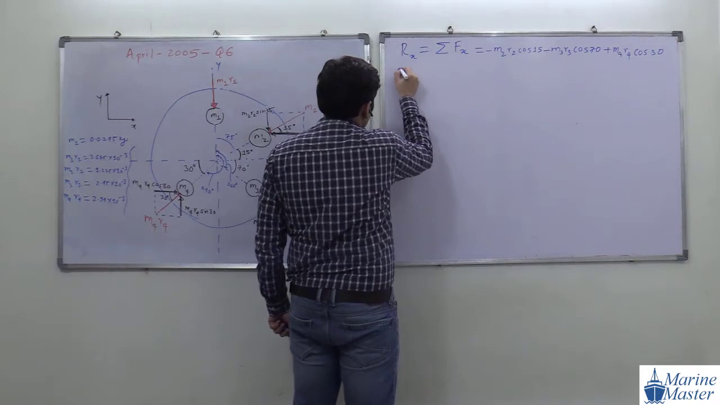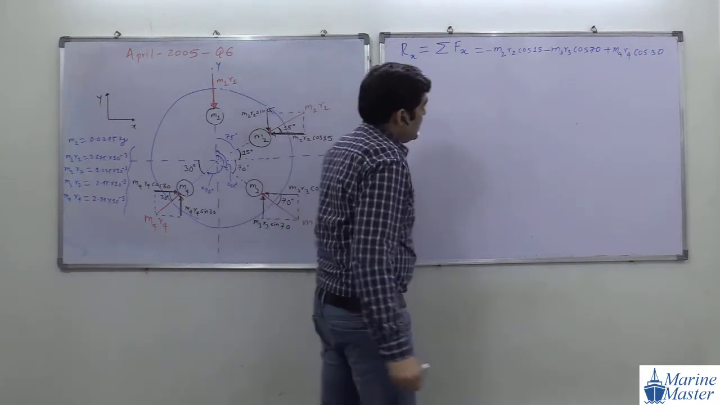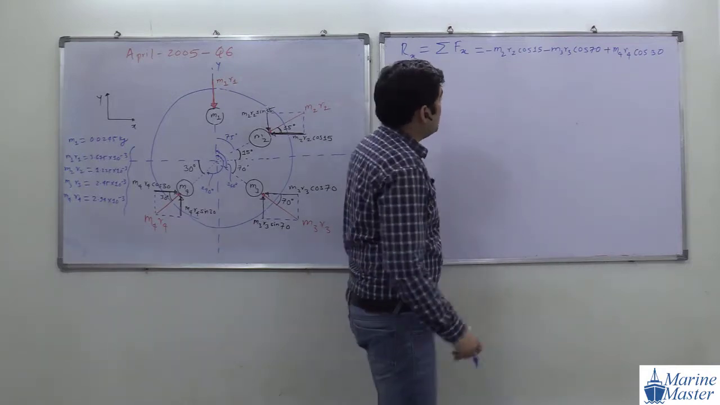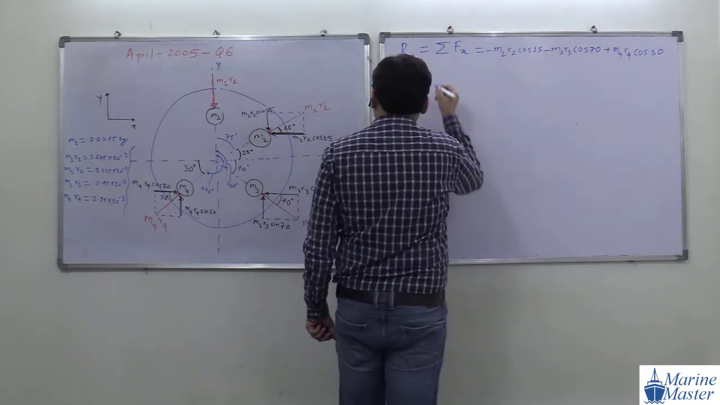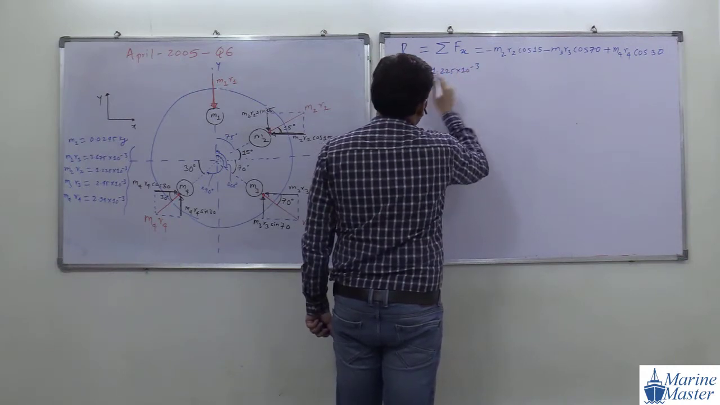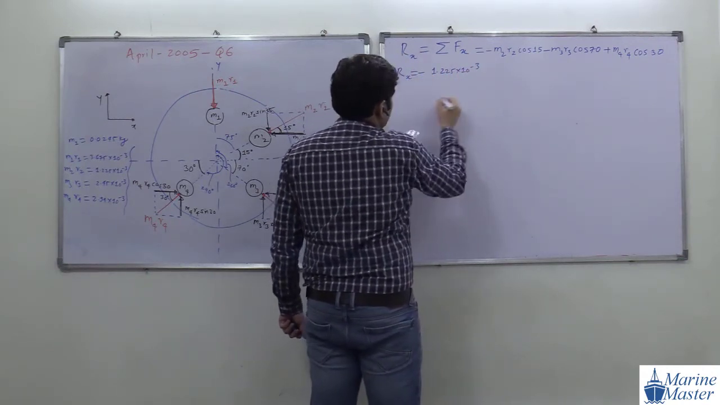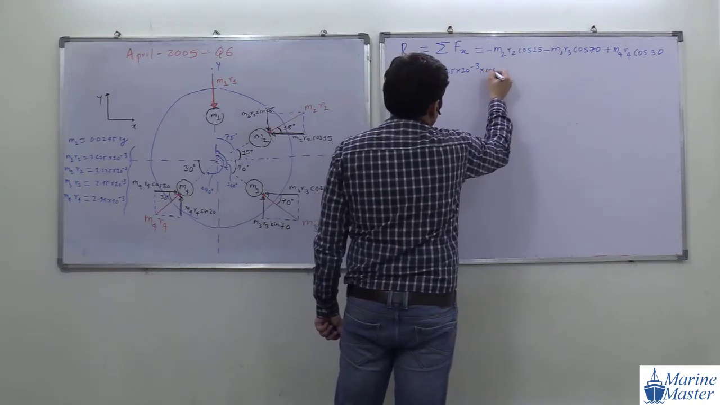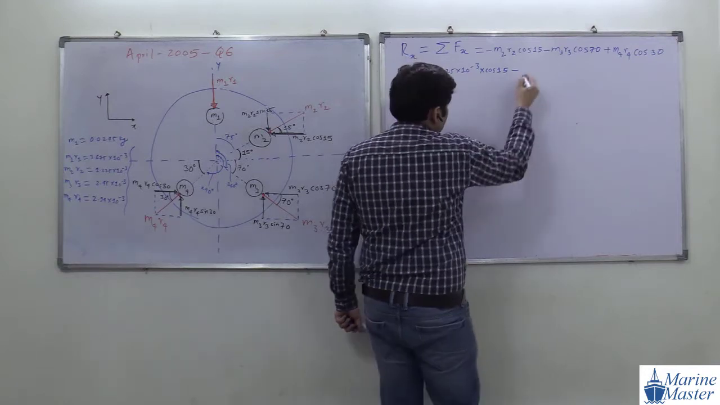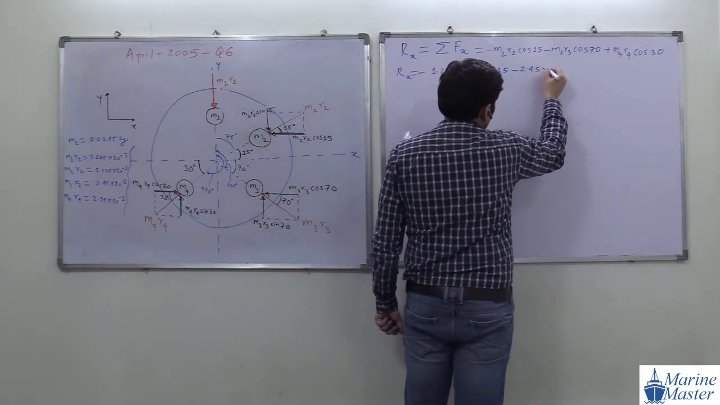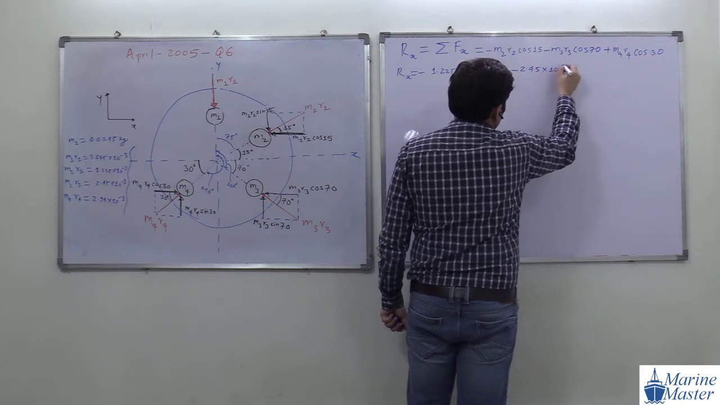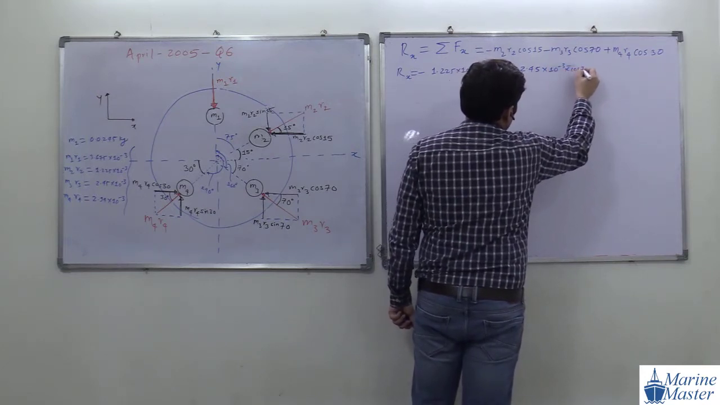See the scenario here, guys. Please be attentive and please check whether I am making any mistakes or not. So what is M2 R2? 1.225 times 10 raised to the power minus 3, with a minus sign, into cos 15. M3 R3 is how much, guys? Check it: 2.45 times 10 raised to the power minus 3 into cos 70.